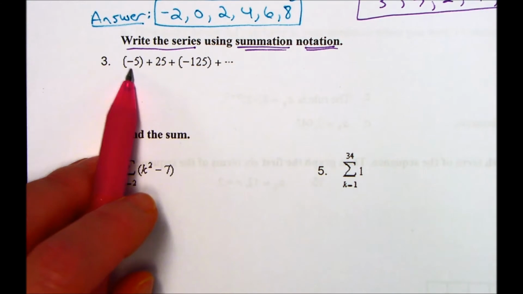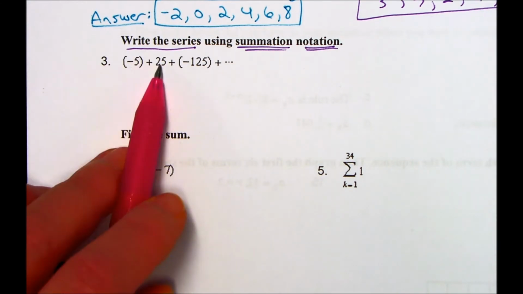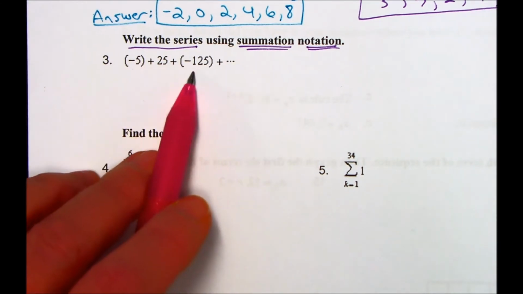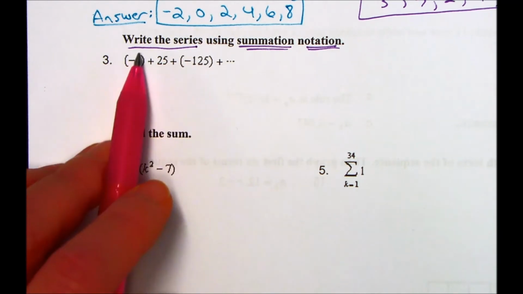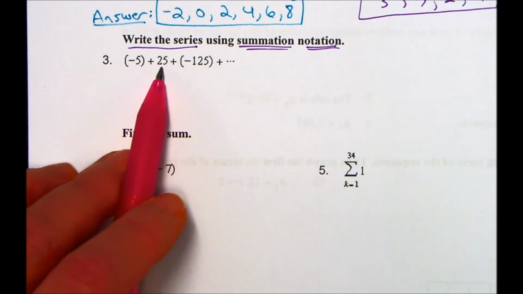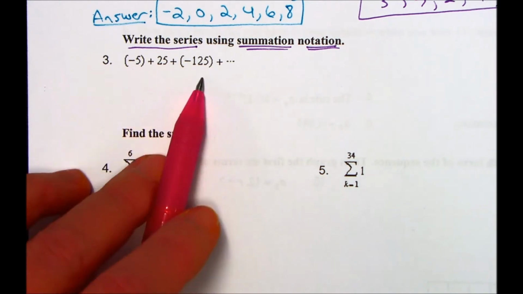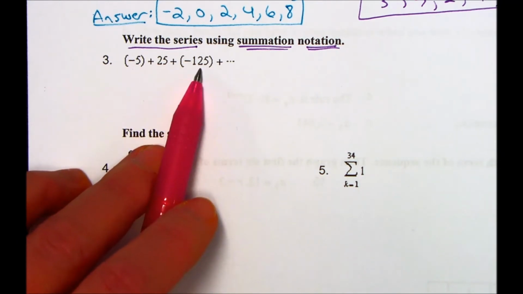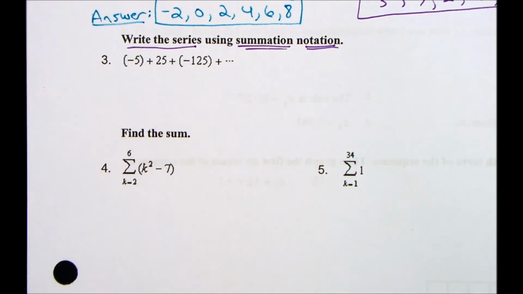Well, your first term is negative 5. The second one is positive 25. The third one is negative 125. Hopefully you've recognized that 5 to the first power is 5, 5 to the second power is 25, 5 to the third power is 125. So it looks like we're taking 5 to a power.